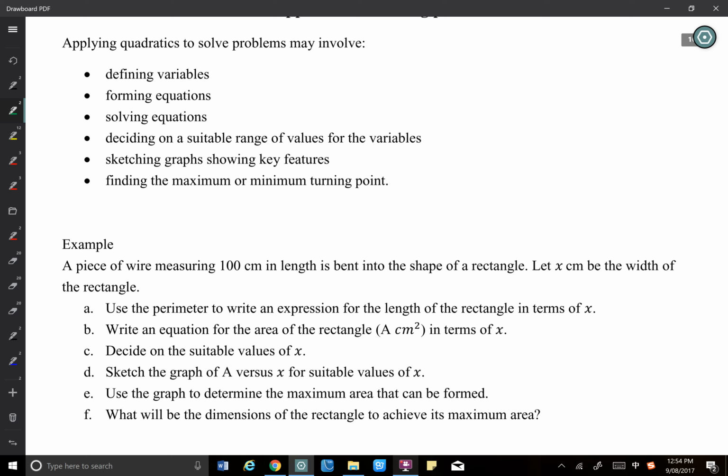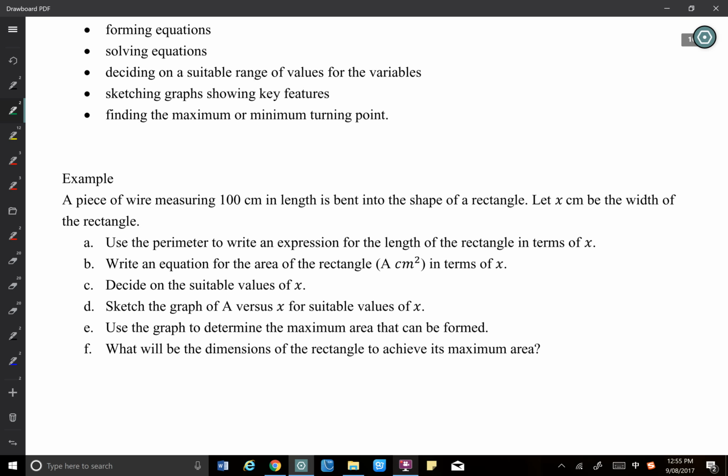So what we're going to do today is very similar. We want to apply quadratics to solve problems. We need to define the variable, form the equation, solve the equation, decide a suitable range for the variable, sketch the graph with key points, and then find the maximum or minimum at the turning point. You may be asked for all of that in one application question. Those are all the abilities you need for an application question. So let's have a look at the example here.